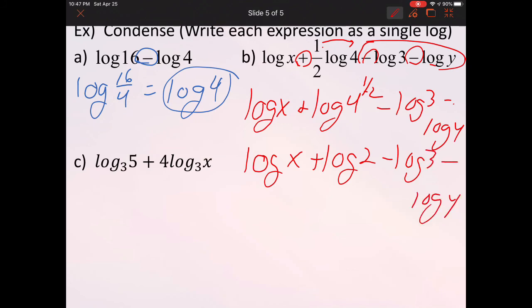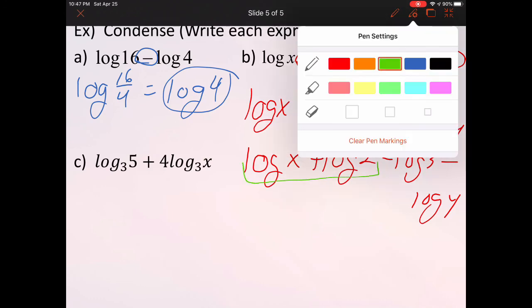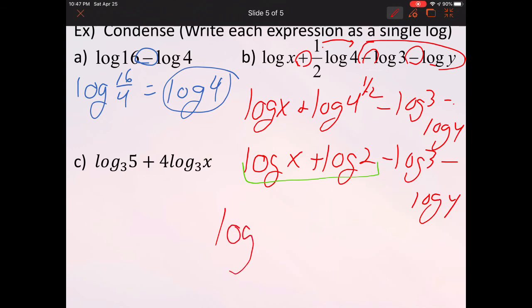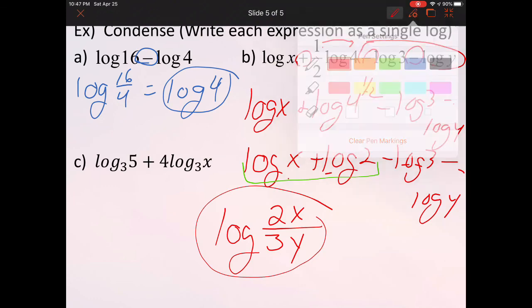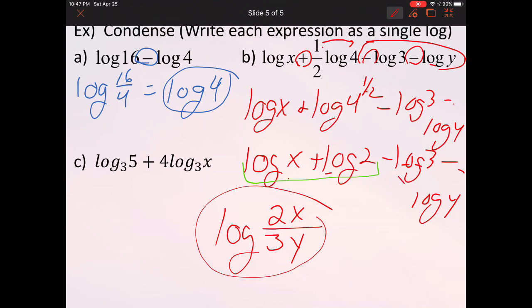And we're finally going to get this together. This plus means times. So that's log of 2x, and this is being divided by the 3 and the y. You're dividing by these two things because they're being subtracted.